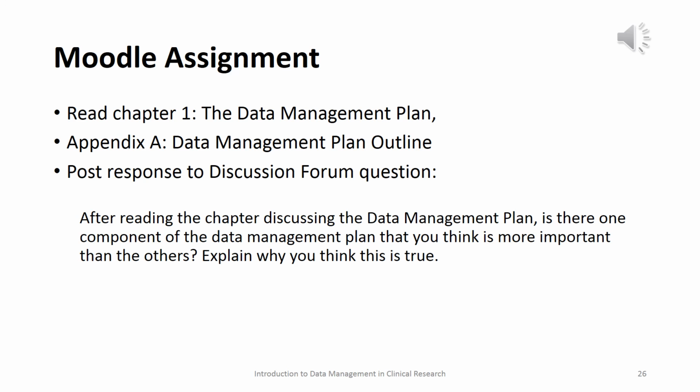So we have a Moodle assignment for you to do. The first thing I want you to do is to read chapter 1 in your textbook, which is the data management plan. It's going to reinforce some of the concepts that I've talked about in this lesson. And also read Appendix A, which is the data management plan outline. And then on your discussion forum on Moodle, I'd like for you to answer the following question. After reading the chapter discussing the data management plan, is there one component of the data management plan that you think is more important than the others? And explain what your answer is and why you think that may be true.